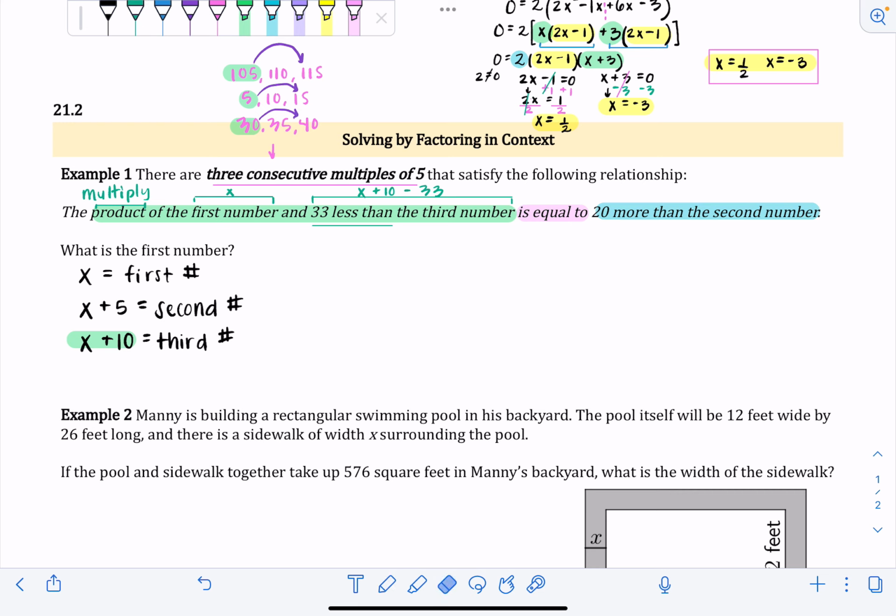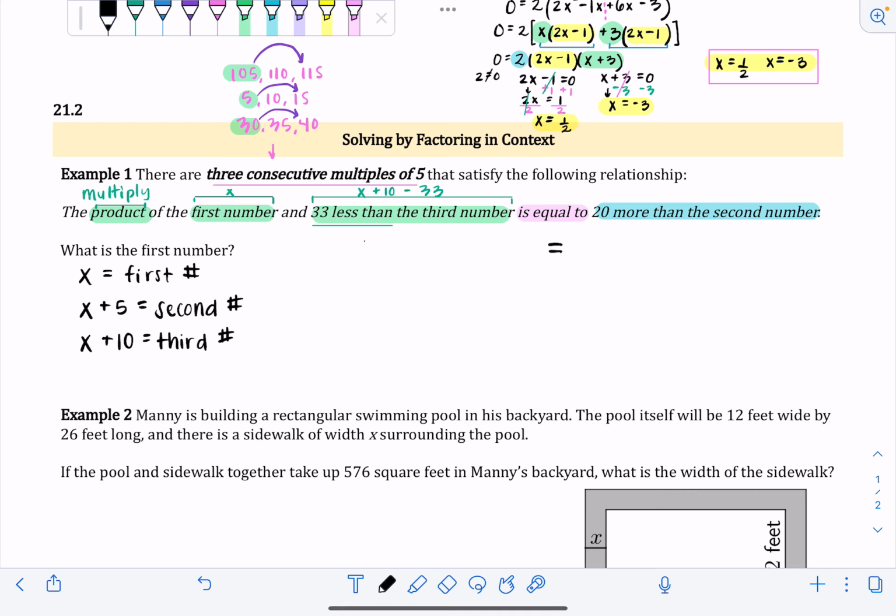I'll go through that one more time really quick. So it says the product, which means we're going to multiply the first number, which is x. And so x times 33 less than the third number. So the third number is x plus 10. We wrote that right here, but it's 33 less than that, so we had to subtract 33 from it. So that's going to be all on the left side of the equal sign, because it's on the left side of where it says is equal to.